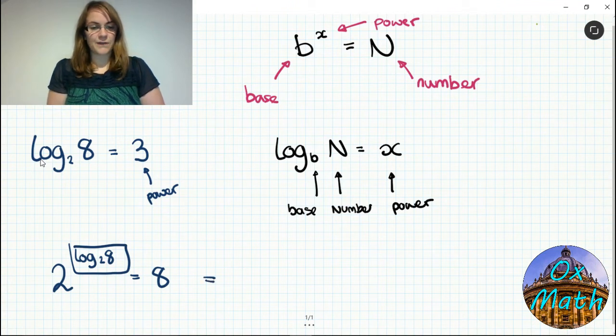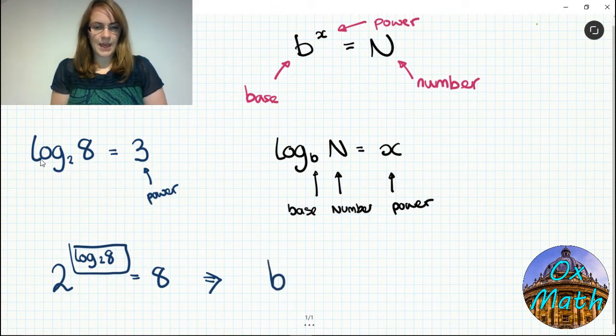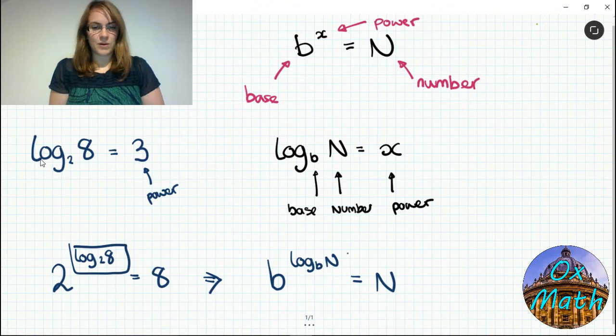This gives us our first rule, or our first property of logarithms. If we generalise it, we've got a base, and b to the log base b of a number will equal that number. Because remember again, the log base b of n means the power you put with b to get n. So if we put that with b as a power, we will get n.